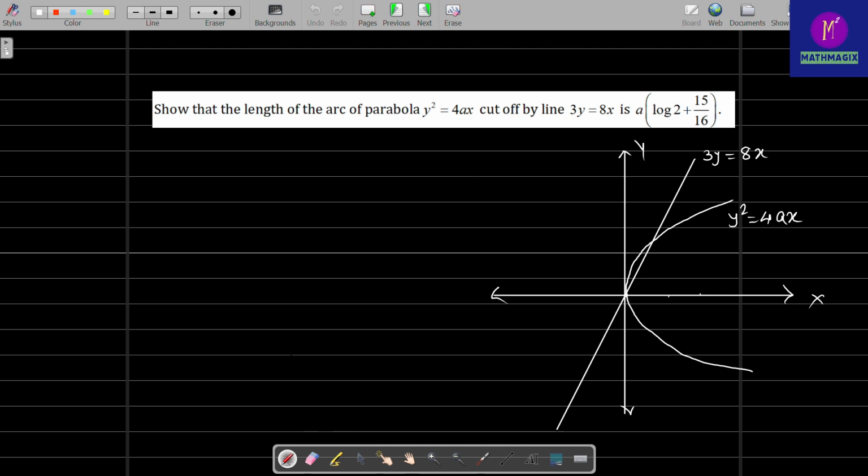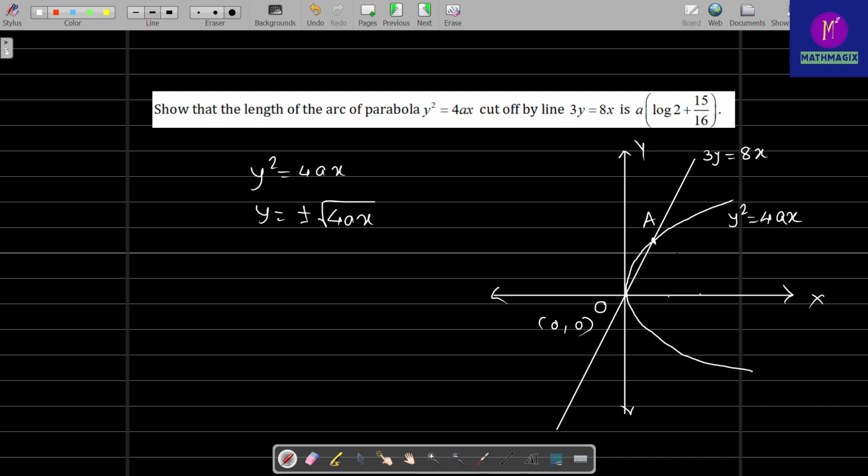As we know, y square equal to 4ax is the given parabola. Clearly y is plus minus square root of 4ax. So for any positive value of x, we will get two values of y, positive and negative. So this parabola is clearly symmetric along the x-axis. 3y equals 8x is a straight line passing through the origin, and it is somewhat like this. We want to find the arc length of the parabola cut off by this line 3y equals 8x. So obviously we need to find the length OA, where O is nothing but the origin, so (0, 0).